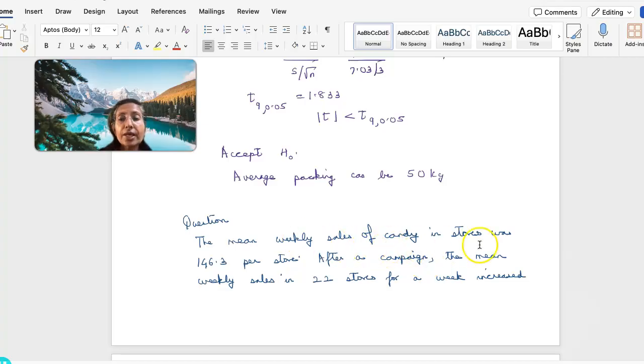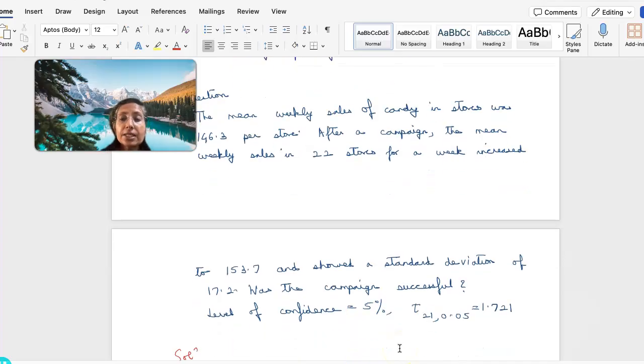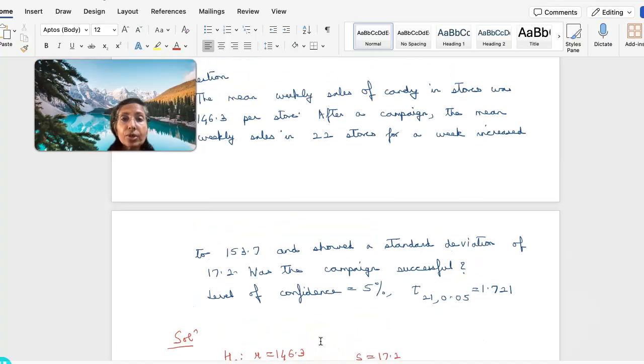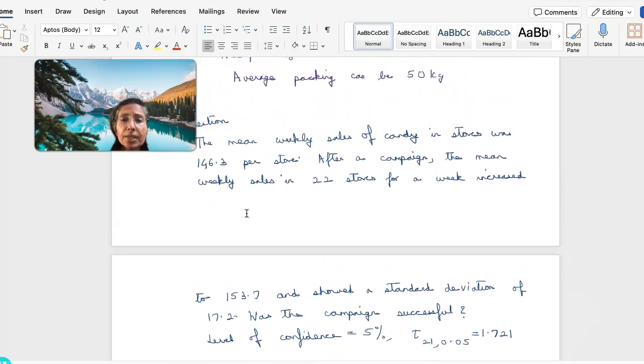The mean weekly sales of candy in stores was 146.3 per store. After a campaign, the mean weekly sales in 22 stores for a week increased to 153.7 and showed a standard deviation of 17.2. Was the campaign successful? Level of significance is 5%, and you are given that t 21, 0.05 using the t table is 1.721. So H naught will be mu equal to 146.3, HA will be mu greater than 146.3. You are given that s is 17.2 and x bar is 153.7 and n is 22.